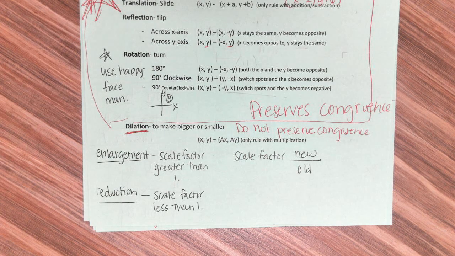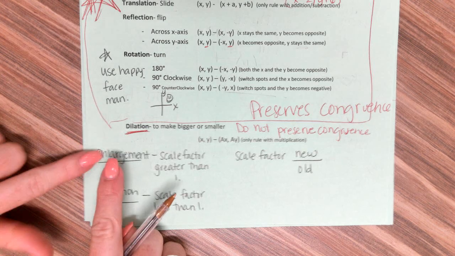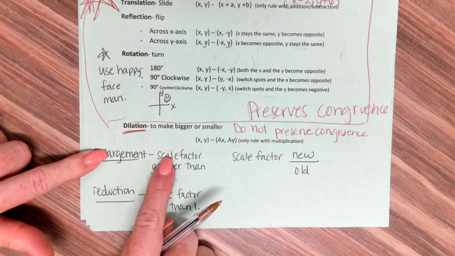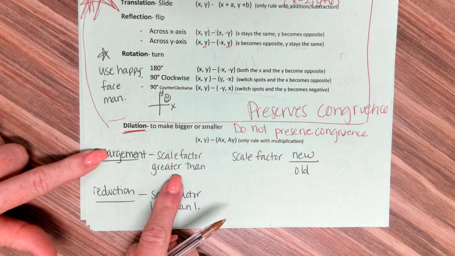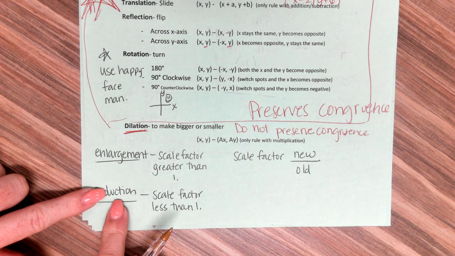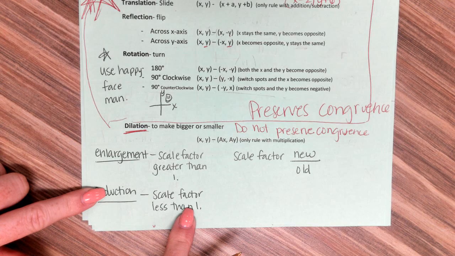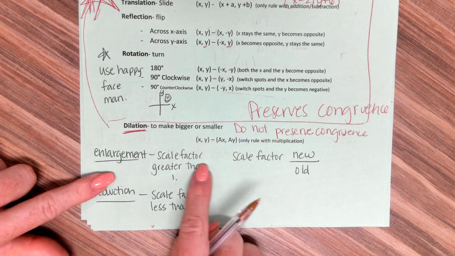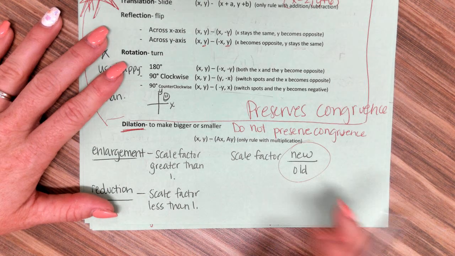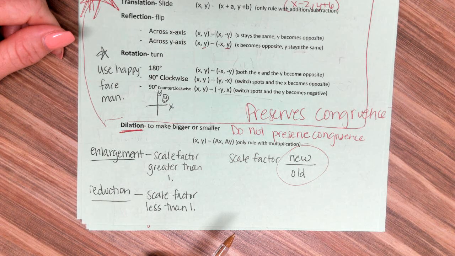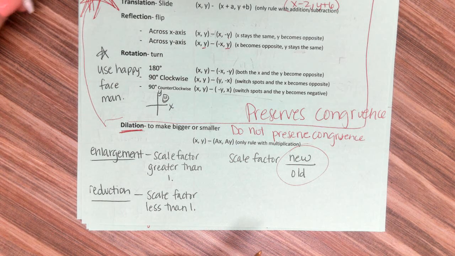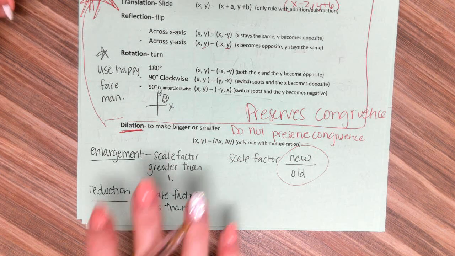Because they make a shape bigger or smaller. To make it bigger, an enlargement, you got to multiply something bigger than 1. To make it smaller, you multiply by something less than 1. To find the scale factor, what do you do? New over old. It's always a multiplication rule.